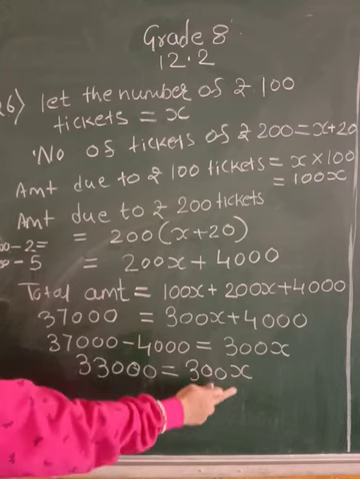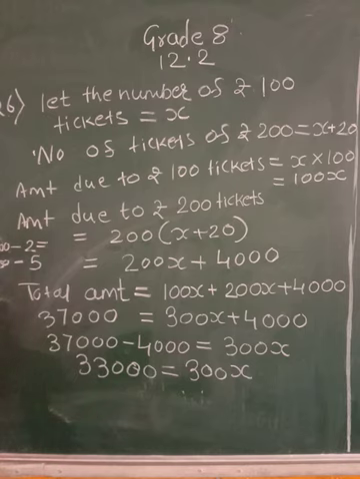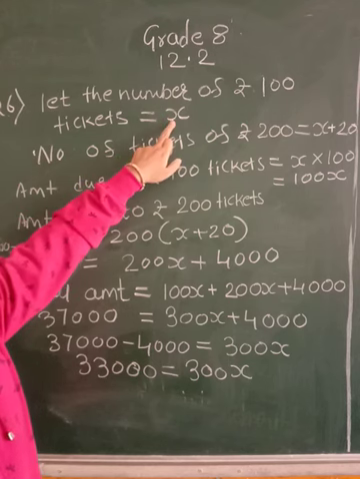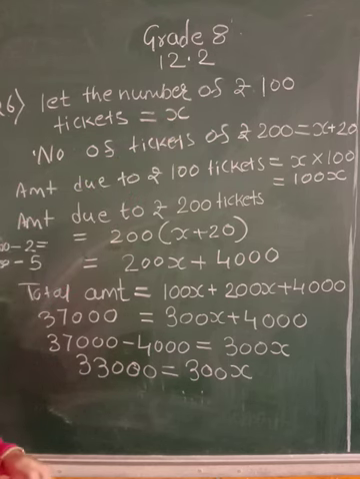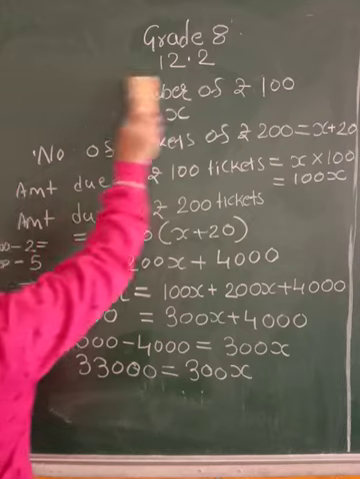That will be equal to 300x. Up till here, is it clear? We want to find out how many 100 rupees tickets are sold. 100 rupees tickets are how much? X. Alright, so we have to find the value of x. So let us find it out.